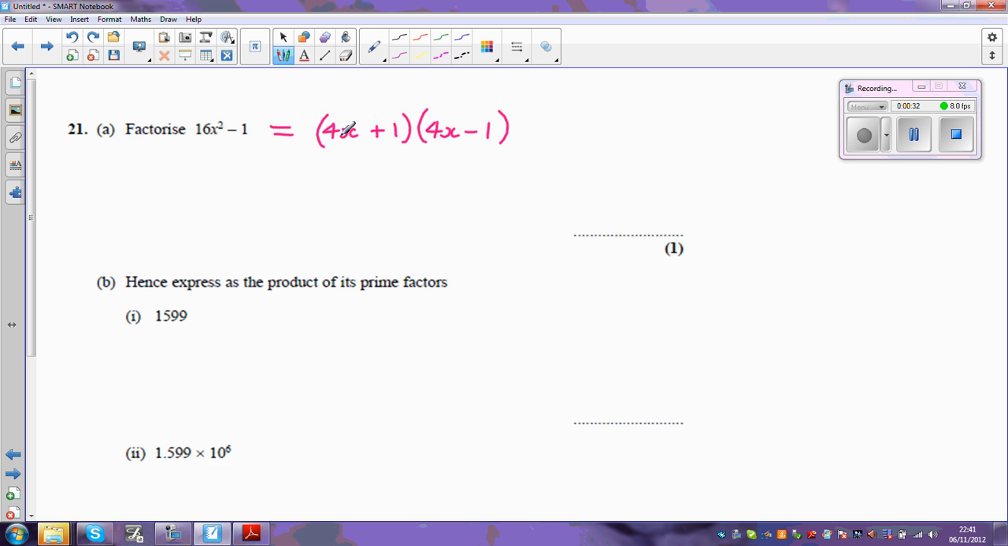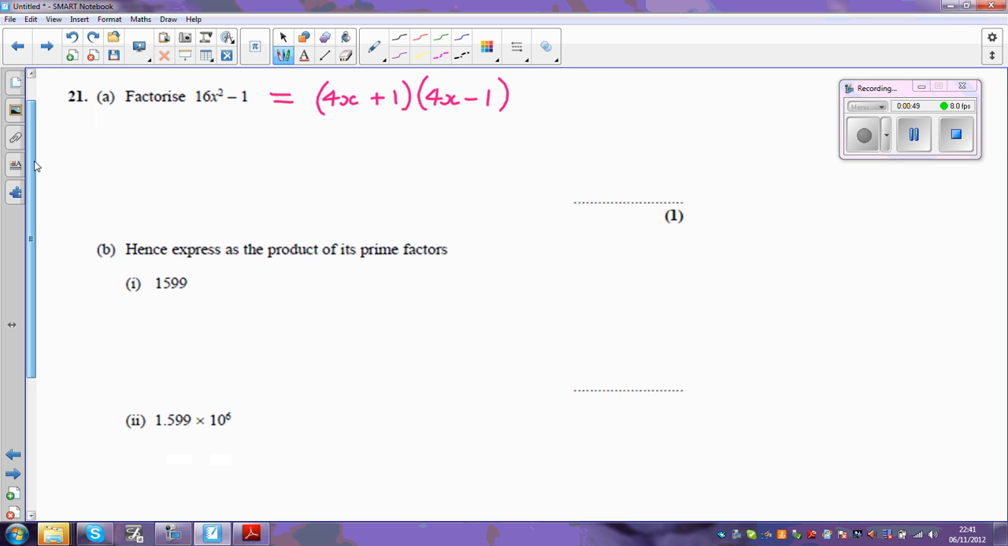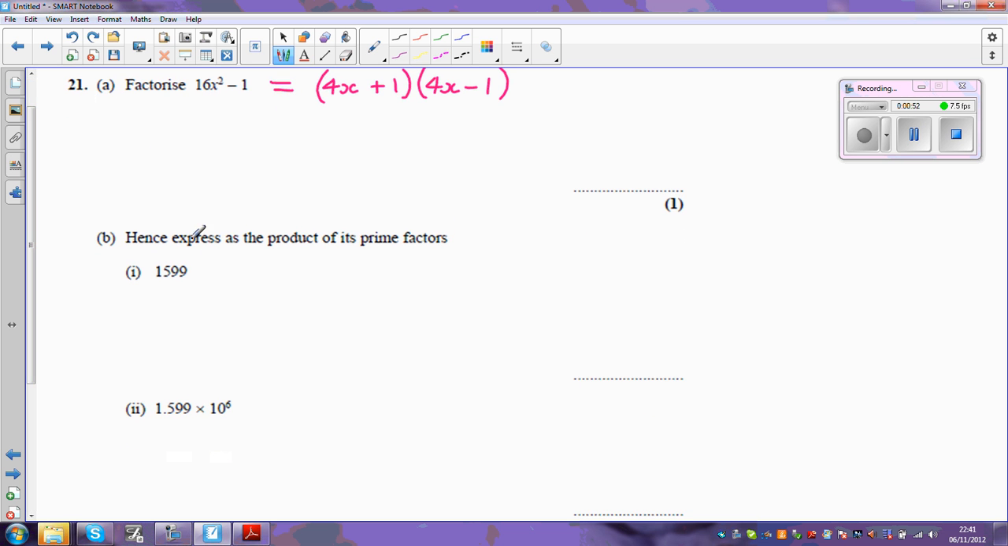Just to check, by removing the brackets, 4x times 4x, well that's the 16x squared. When we multiply the outer terms together, we get minus 4x. When we multiply the inner terms together, we get plus 4x, and they cancel each other out. And we're left with 1 times minus 1, which is minus 1. So that's fine.